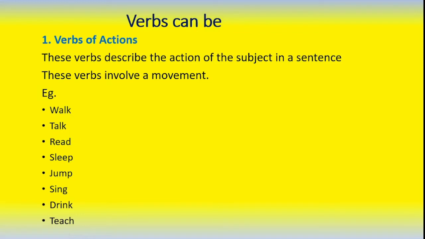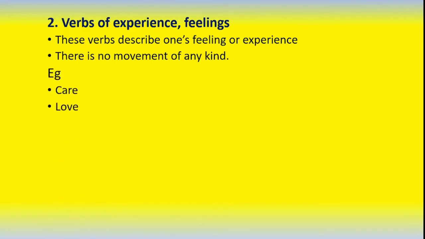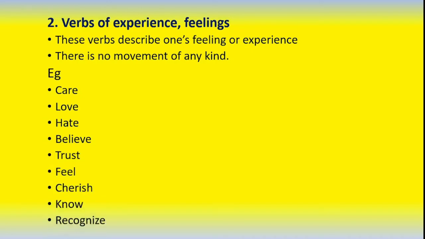And the next one is verbs of experience or feelings. These verbs do not have any movement, but they describe one's feeling or experience. So there is no movement of any kind. Examples like care, love, hate, believe, trust, feel, cherish, know, recognize, understand. All these are examples of verbs of feeling or experience.